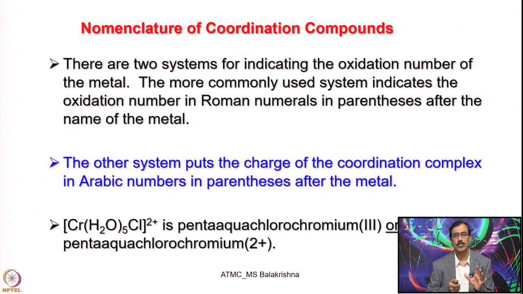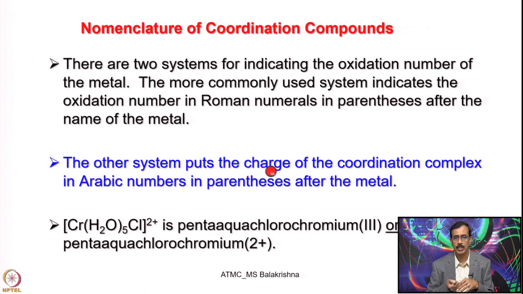There are 2 systems for indicating the oxidation number of the metal. The more commonly used system indicates the oxidation number in Roman numerals in parentheses after the name of the metal, or you can take the symbol and put superscript in the form of Arabic number with plus or minus denoting whether it is cation or anion. For example, chromium 2 plus, cobalt 3 plus. Also, one can use cobalt with Roman numerals in the bracket indicating its oxidation state. Both are in practice.